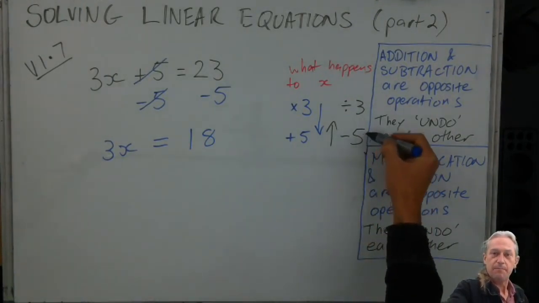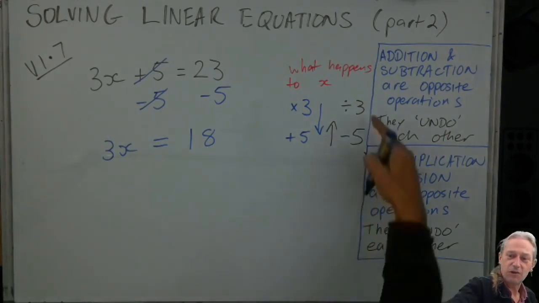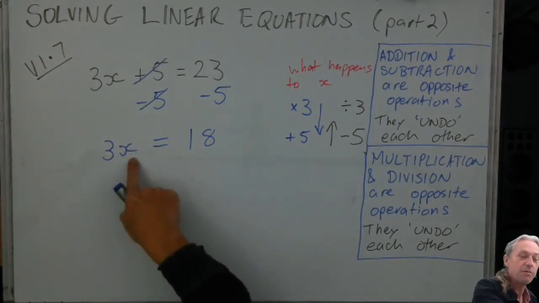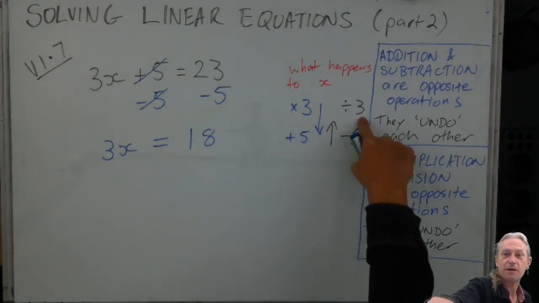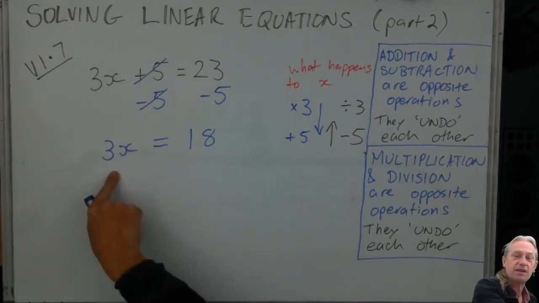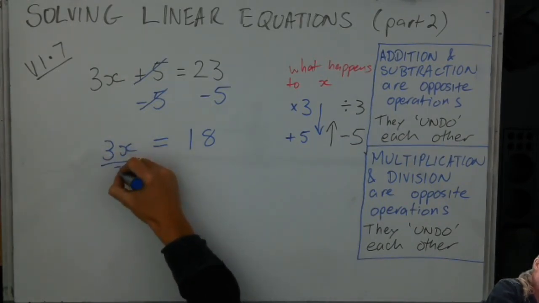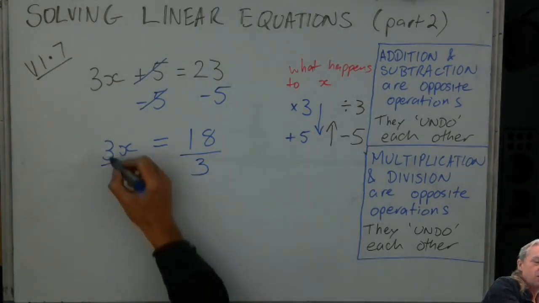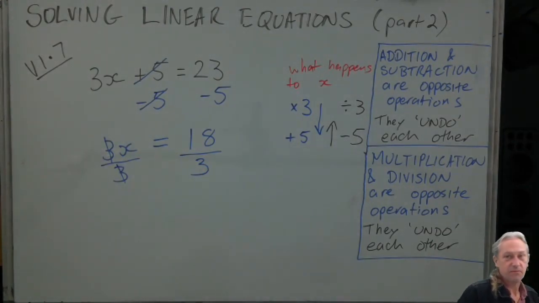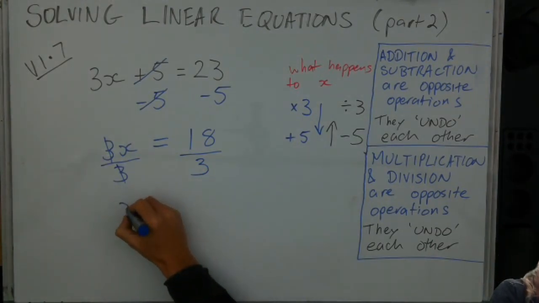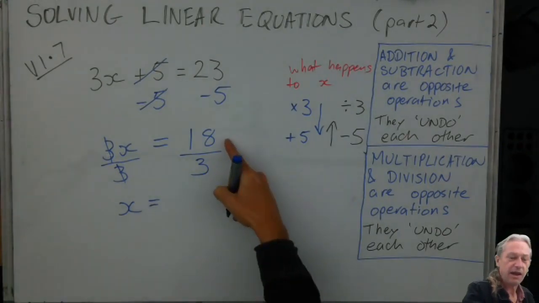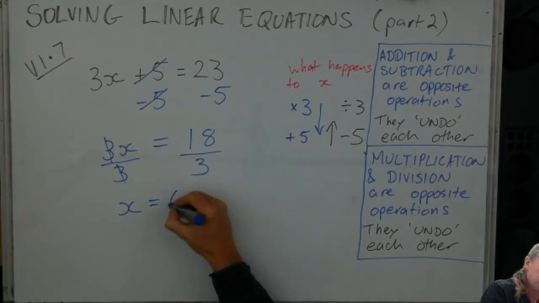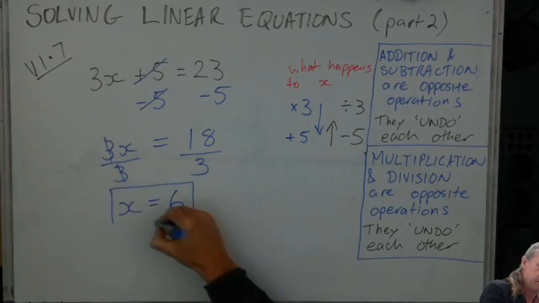So we've done that step. Next we want the 3 to go away. So it's 3 multiplied by x, so we're going to then divide by 3. So it's like multiplying the x by 1. Divide by 3, and we do the same over here. So on this side of the equals, they cancel out. 3, how many 3s? So we just get x on its own. And 18 divided by 3 is 3 6s are 18. So we end up with x equals 6.